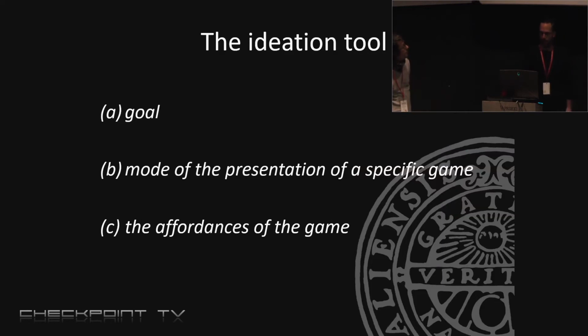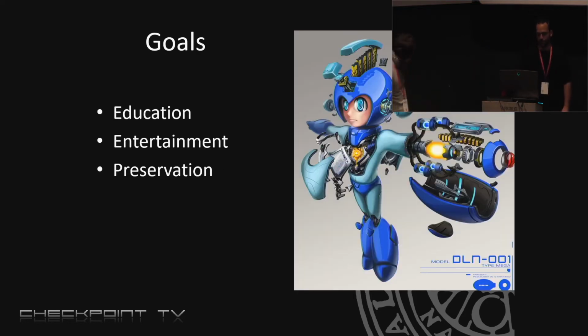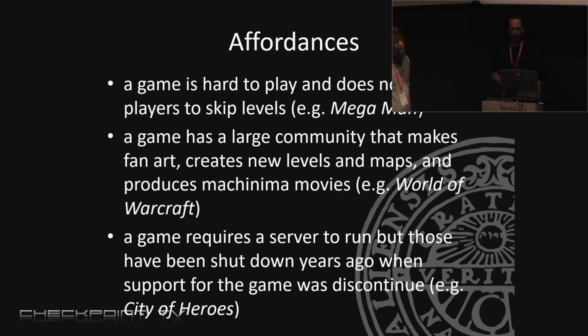So the ideation tool is taking a look at the goals of the museum with a representation of the particular game, the mode of presentation for the specific game, and the affordances of the game. As goals, we have so far been using education, entertainment, and preservation. So we're trying to stay fairly simple on that front, because of course that could be expanded massively. In terms of affordances, we're looking at and trying to make useful this notion that games are different. We cannot all exhibit them in the same way.